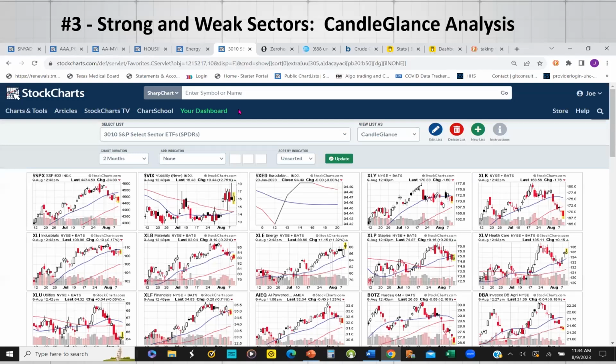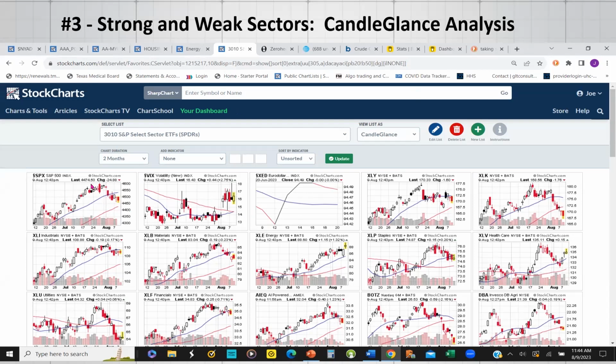So how do I look at all this stuff? How do I make these decisions? Well, number three, we look at the strong and weak sectors by CandleGlance analysis. If you don't use CandleGlance, I highly recommend that you start doing so, because in one page, at StockCharts.com, you get to see a broad picture of what everything is doing at the same time. And here's a quick glance.